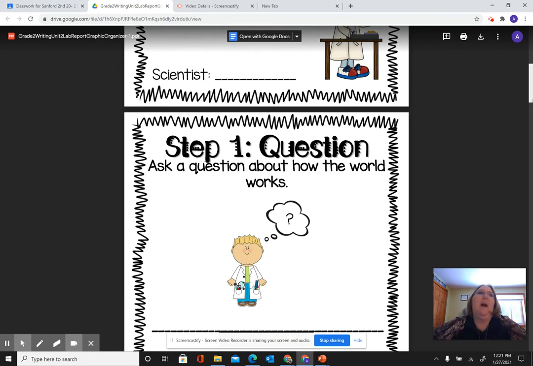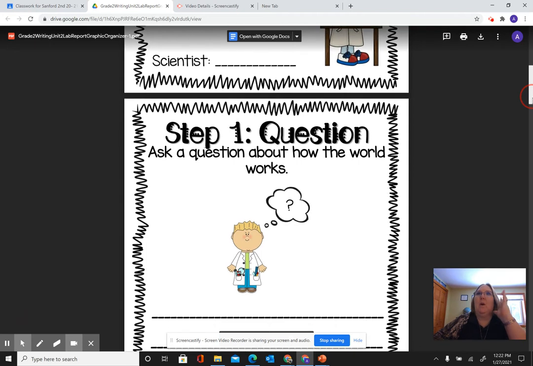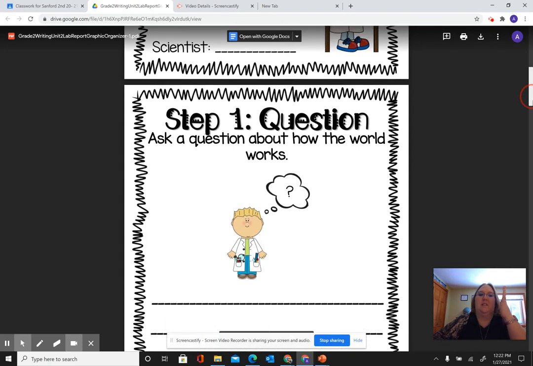Like, what would happen if I had a higher ramp than what I had at school? Or what would happen if I used a tennis ball as my ball in my catapult? What would happen if I changed that one thing? Okay, so that's what you're looking for when it says question about how the world works. It's really the question that you want to ask about your experiment.